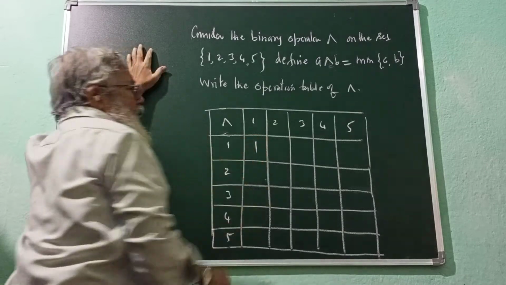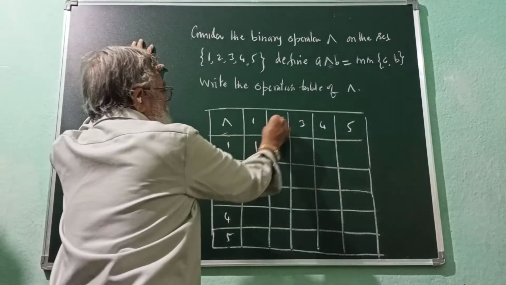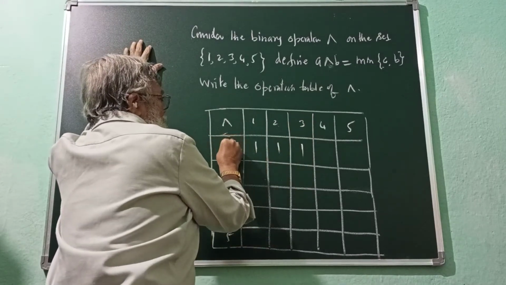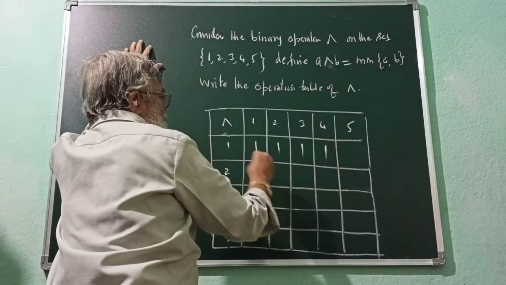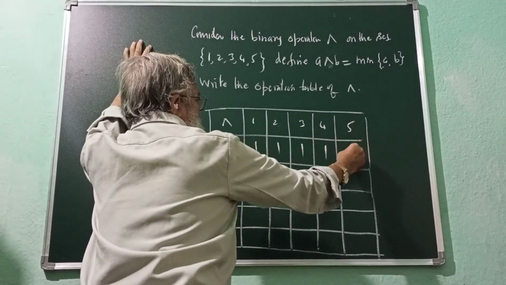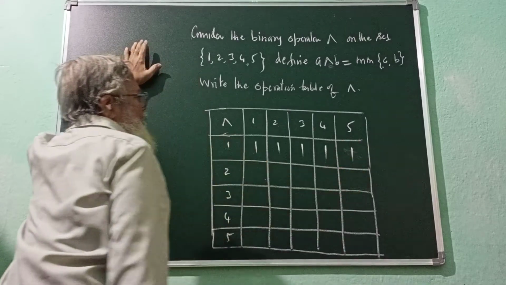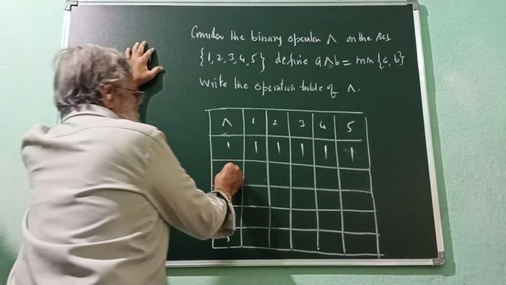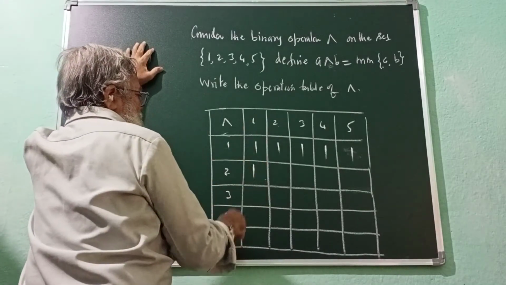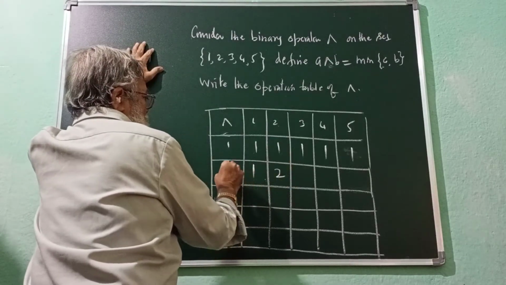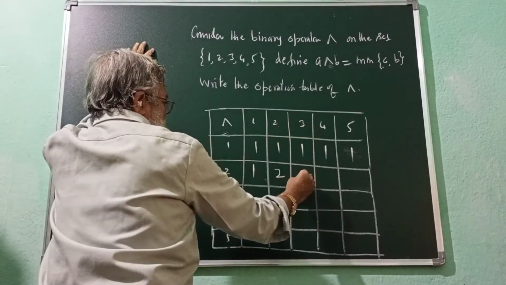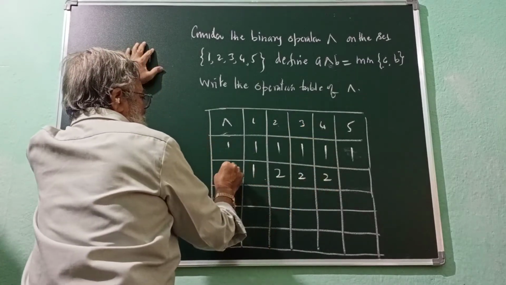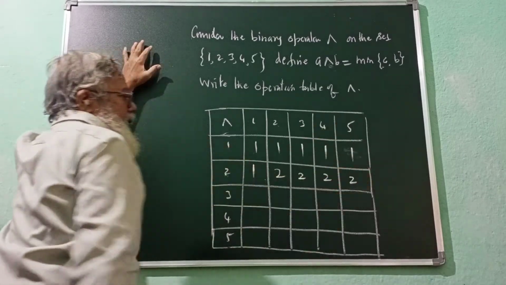Minimum of 1 and 1 is 1 only. Minimum of 1 and 2 is 1. Minimum of 1 and 3, 1. Minimum of 1 and 4, that is 1. Minimum of 1 and 5, it is 1. So out of two numbers, whichever is minimum, we should take that number. Now, minimum of 2 and 1, it is 1. Minimum of 2 and 2, it is 2. Minimum of 2 and 3 is 2. Minimum of 2 and 4 is 2. Minimum of 2 and 5, again it is 2.